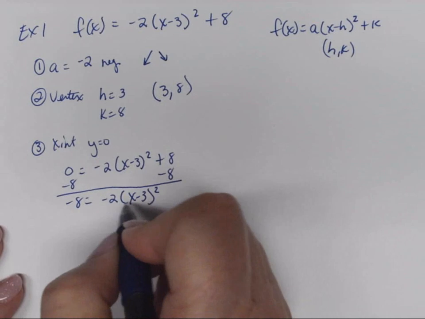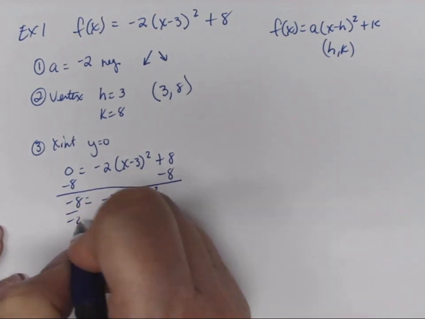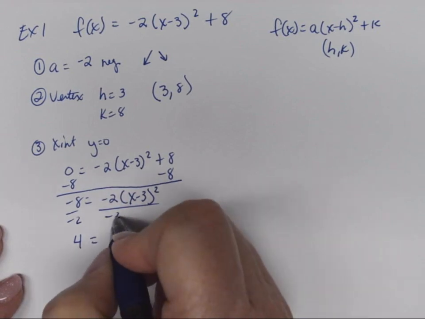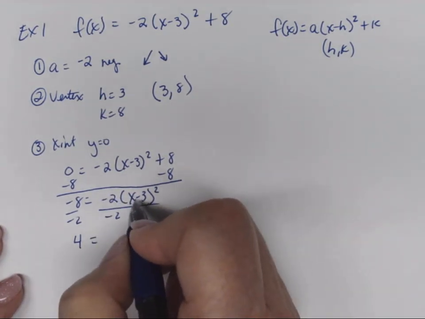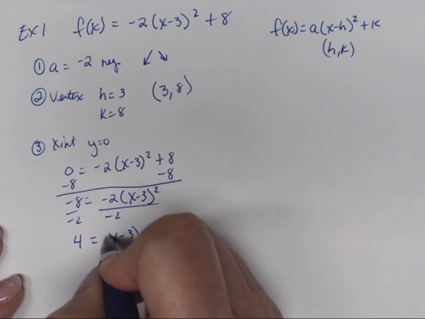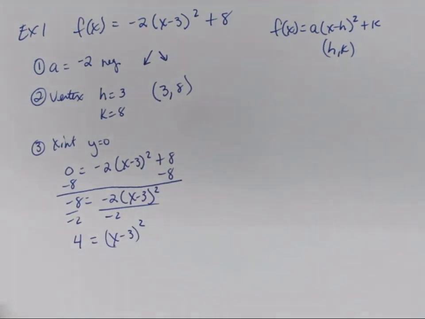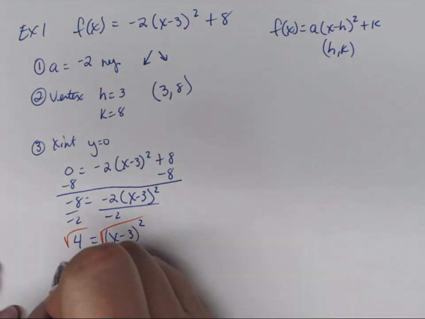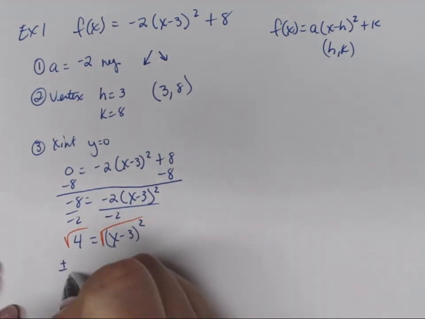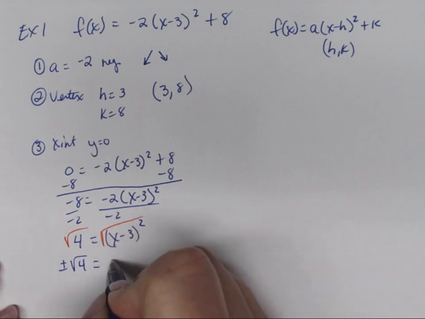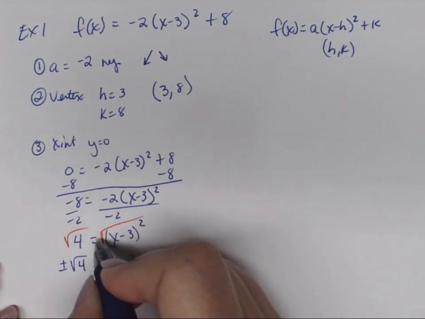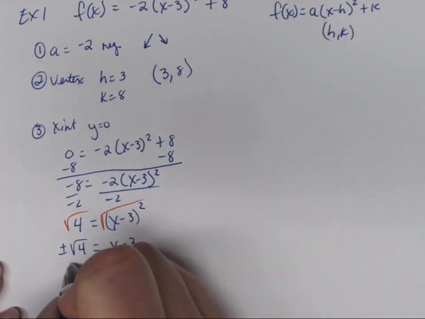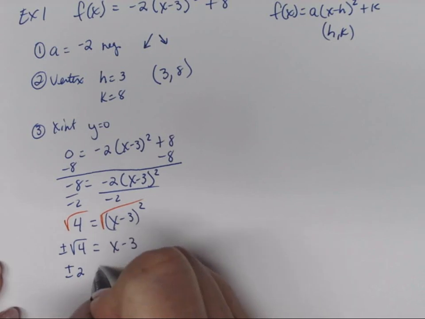Then we've got to get this by itself, so we're going to divide by negative 2. So negative 8 divided by negative 2 will be positive 4 equals, and this will cancel. So that will leave us with x minus 3 quantity squared. Now we'll use that square root property we just went over. So that means we have to bring in a plus or minus. The square root of 4 is equal to x minus 3, because the square rooting will take care of the square. So the square root of 4 will be 2, so we'll have plus or minus 2 is equal to x minus 3.